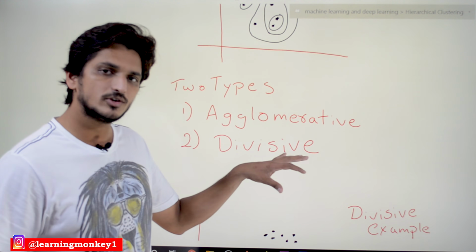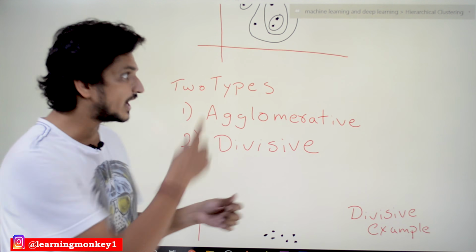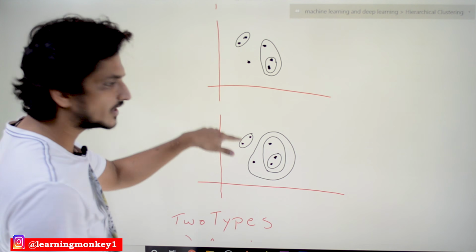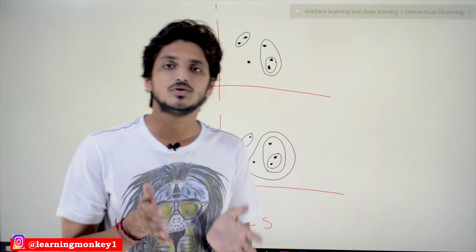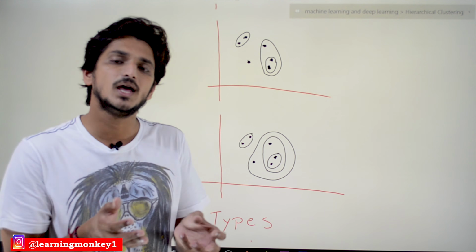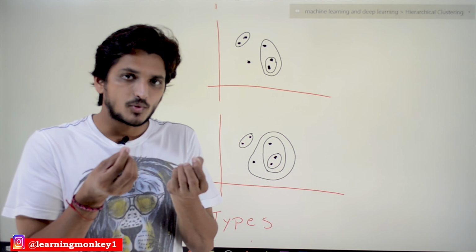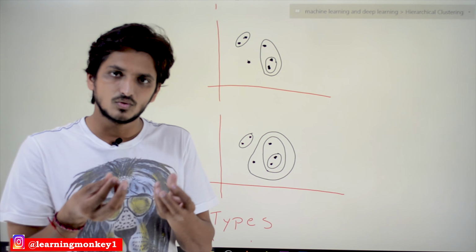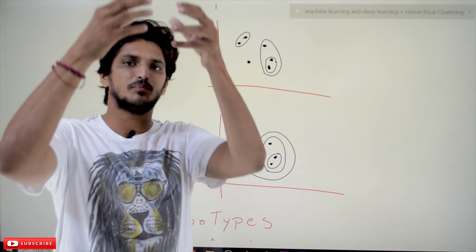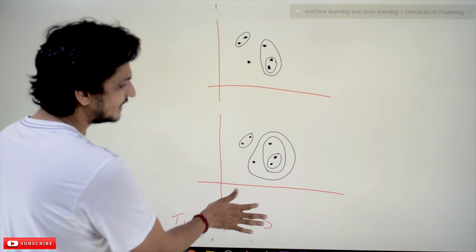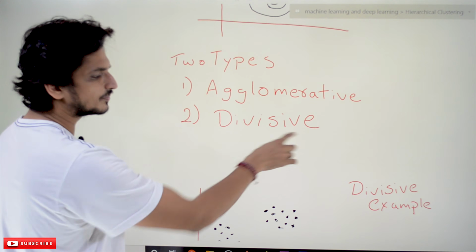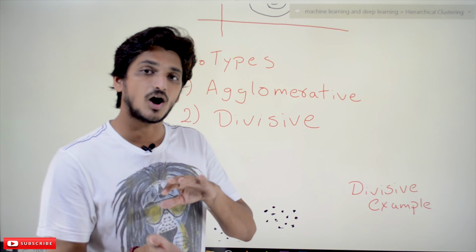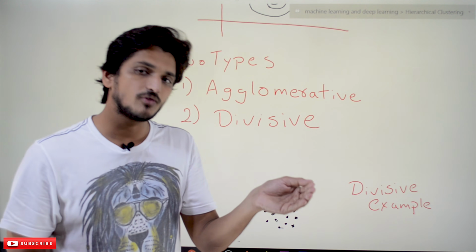One is agglomerative and the second one is divisive. The example which we considered here is agglomerative clustering. Agglomerative clustering means it will take each data point as one cluster and it will go from bottom to top approach. The same way, the next one is the divisive approach.